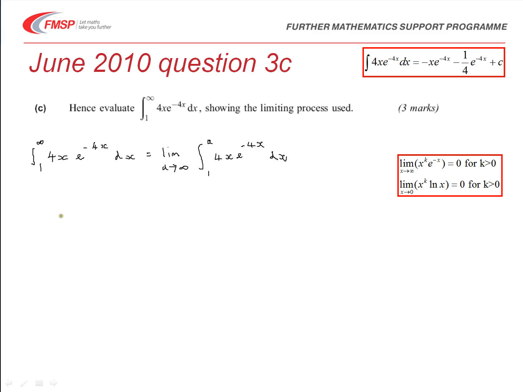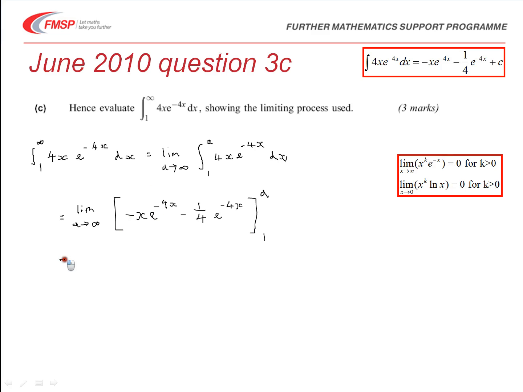Now we've just evaluated that integral, so this becomes the limit as a tends to infinity of, well, it was minus x e to the minus 4x minus a quarter e to the minus 4x. And of course, since we now have limits from 1 to a, we don't need the constant of integration written in there.